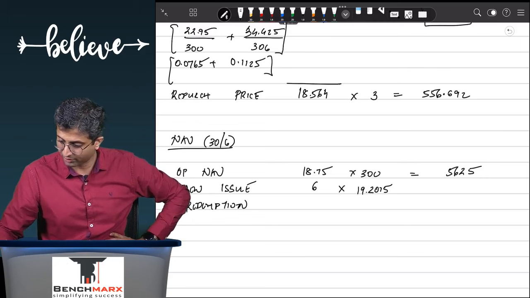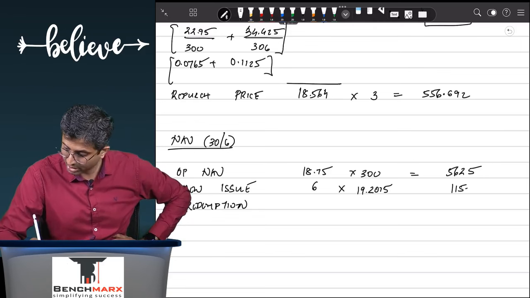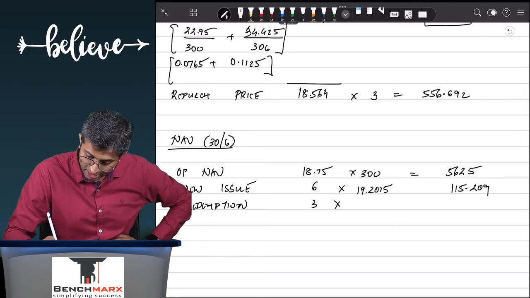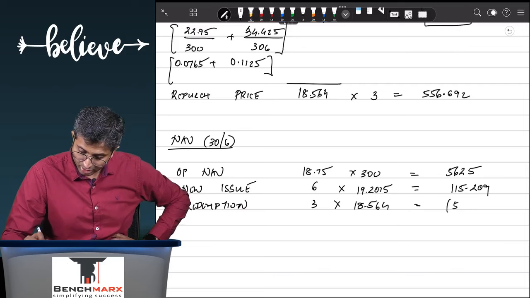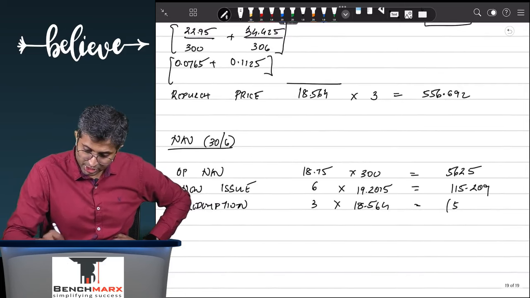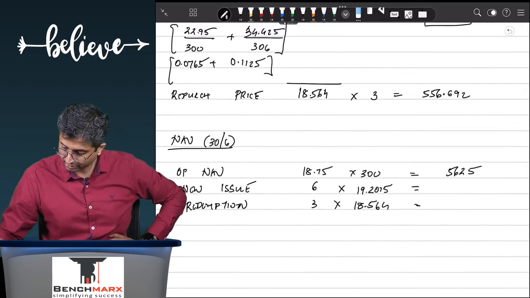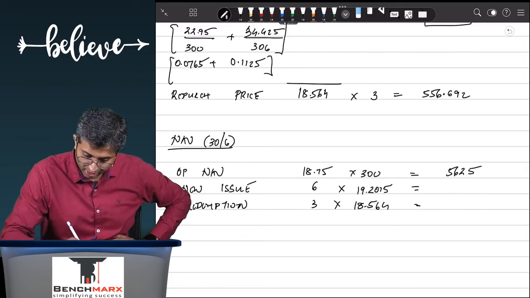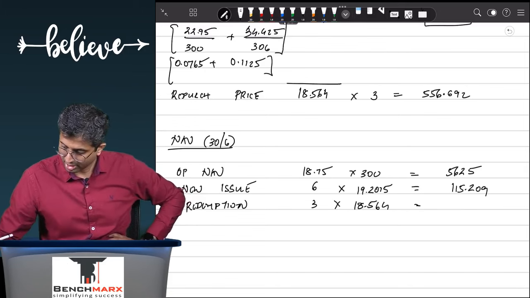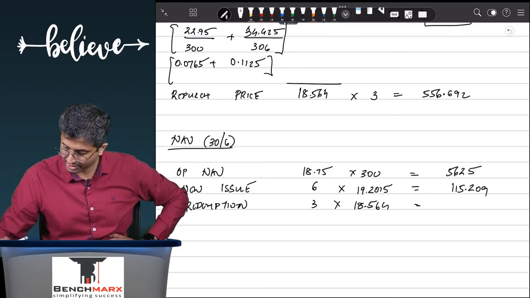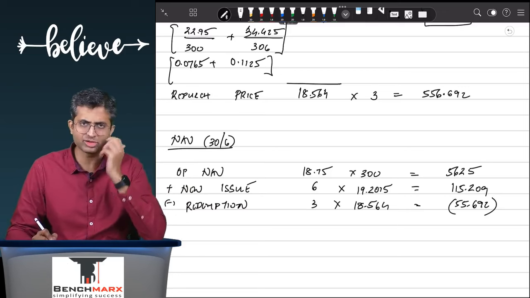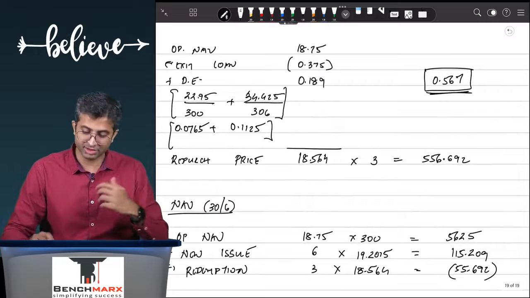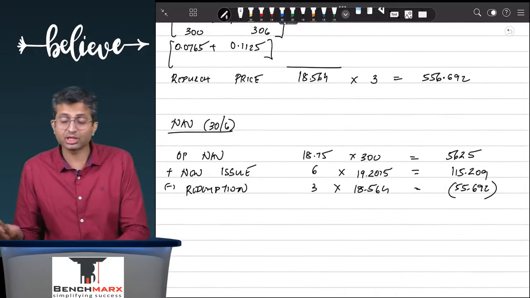So this is 6 into 19.2015, and hence this is 115.209, and additional minus redemption 3 into 18.564, which is 55.692. This is the payment including dividend equalization, and hence you don't again subtract 0.567 as dividend equalization. So this should give you your final answer after considering new issue and redemption.